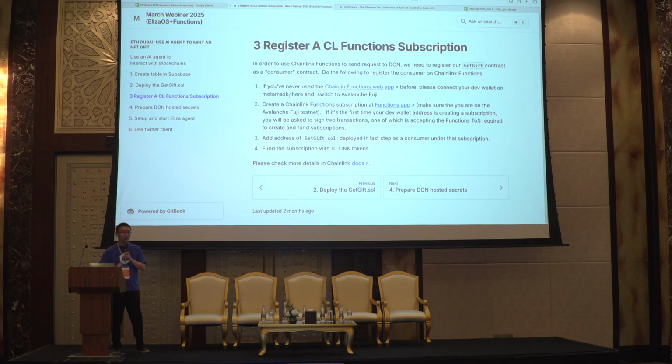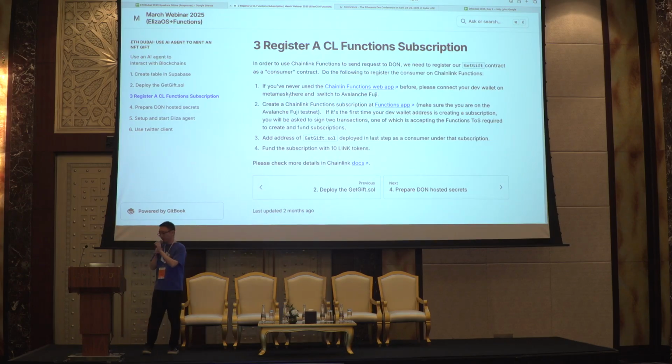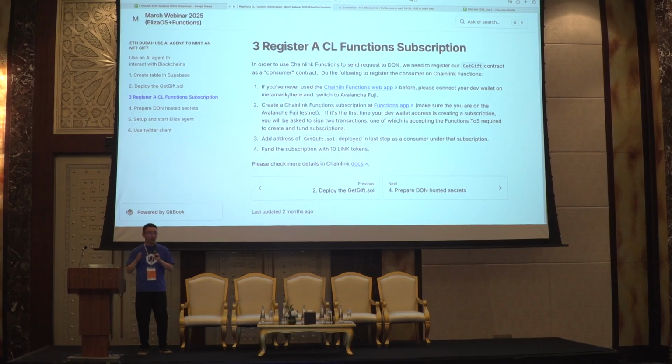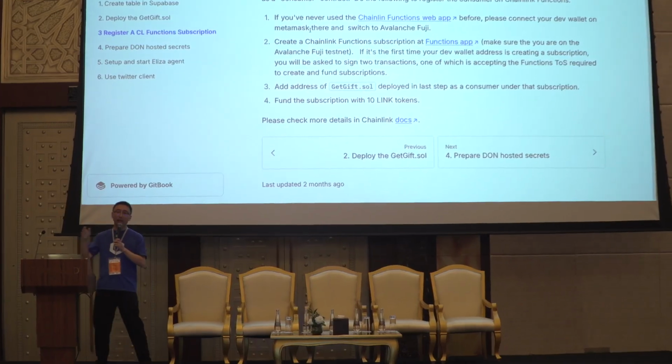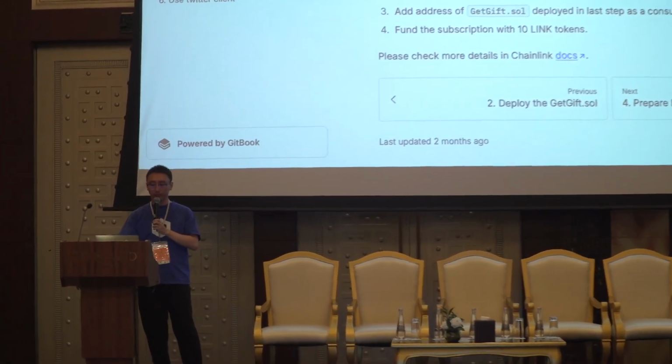And the next one is to register the Chainlink consumer smart contract on the Chainlink subscription. Because you want to use the service from Chainlink, you need to pay for that. The way to pay is to create a subscription under Chainlink Functions and add a balance, some tokens, native token or LINK token, for this subscription, and then add your smart contract as a consumer in that subscription list. That makes sure the balance in the Chainlink Functions subscription can be consumed by the smart contract in that consumer list.